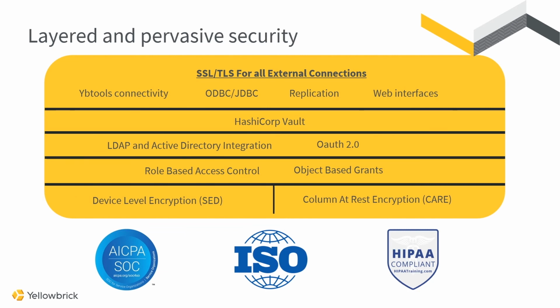Our hardware-optimized instances offer AES-256 self-encrypting drives for encryption at rest. And in our cloud-native deployments, we offer that same AES-256, but it's based on software and at the column level. All encryption keys are managed by our Key Vault, and we provide role-based access control with fine-grained object grants. We integrate easily with LDAP, Active Directory, and OAuth, and all external connections are encrypted with SSL/TLS, whether it's our web-based interfaces, ODBC, or our own custom toolsets.